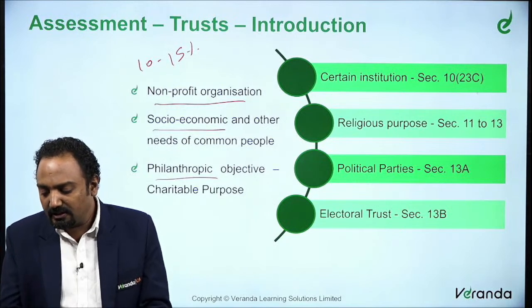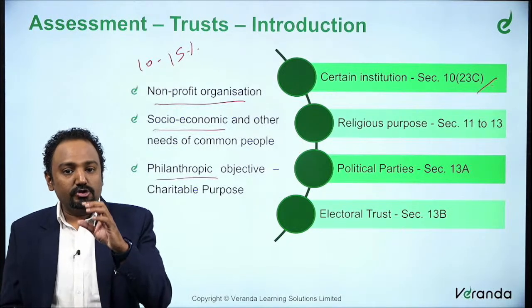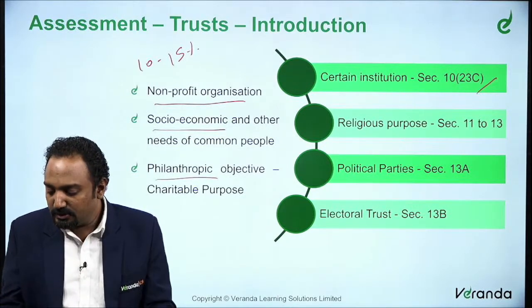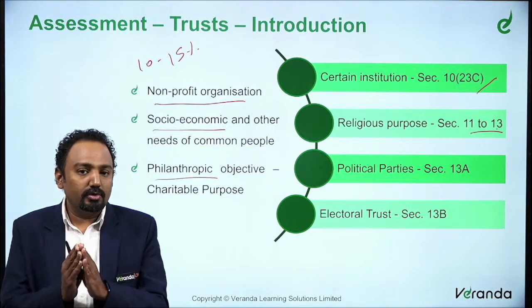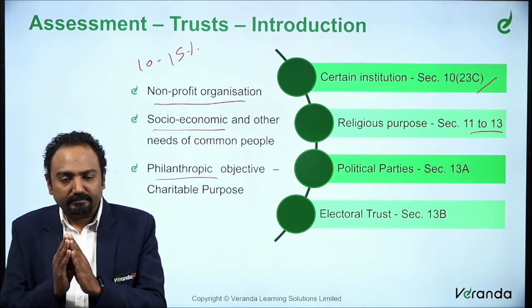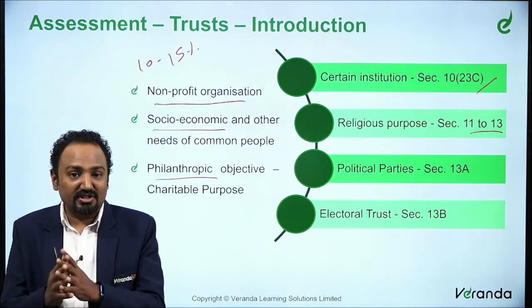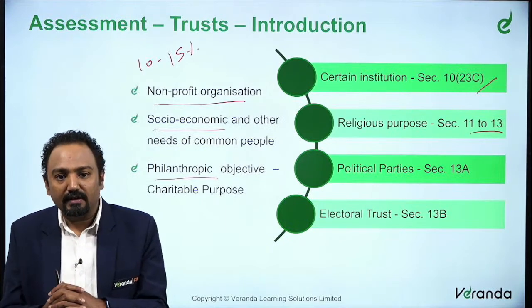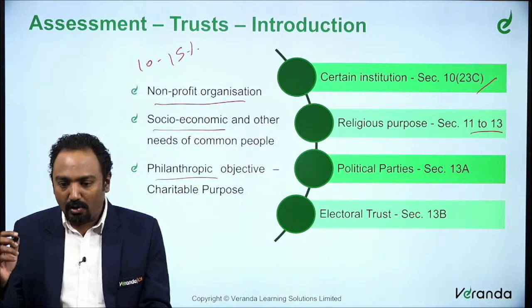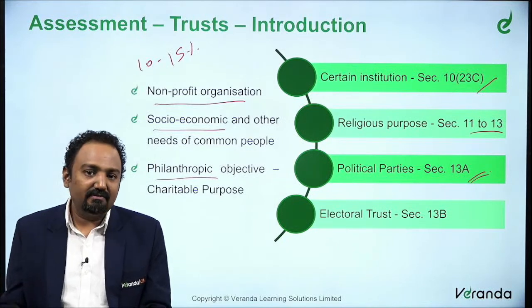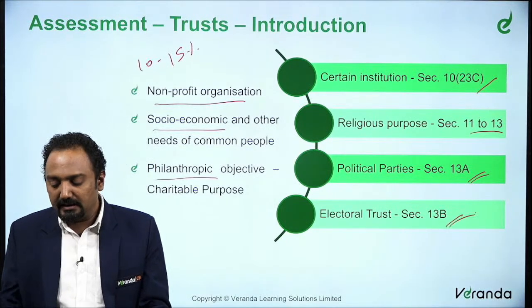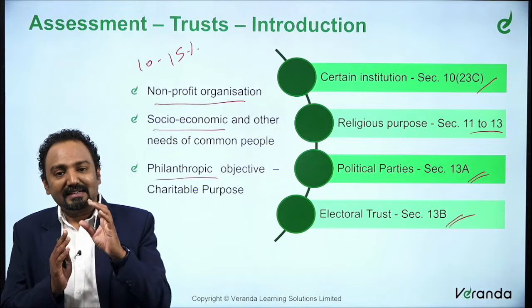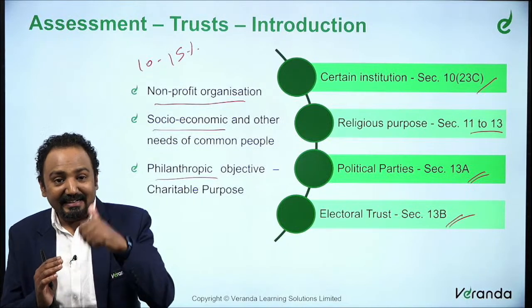In this, we are going to cover this chapter as a whole in segments. The first one that we are going to discuss is institutions covered under section 10 clause 23C. The next section that we are going to cover is sections 11 to 13. Basically we are going to cover the procedure for registration of trust, what income is covered, and what is not an eligible income. All this is what we will discuss under sections 11 to 13. And then you have section 13A, which is specifically for political parties, and 13B, specifically for electoral trusts.